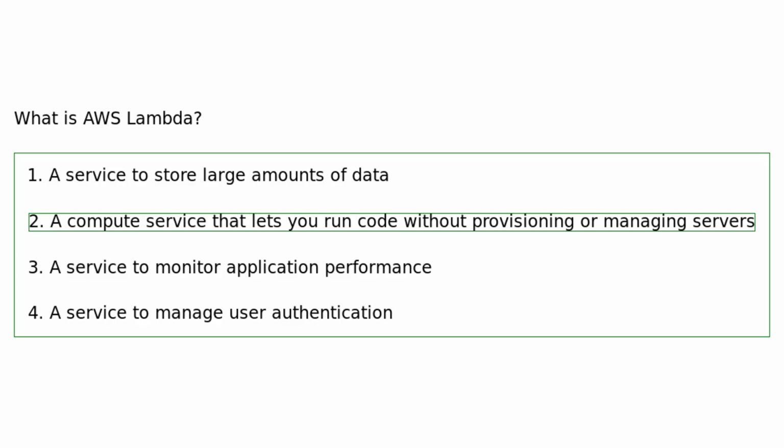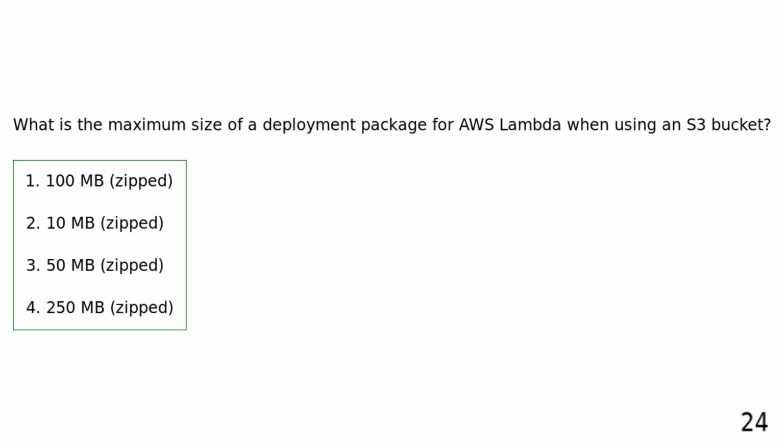What is the maximum size of a deployment package for AWS Lambda when using an S3 bucket? 100 megabytes. 10 megabytes. 50 megabytes. 250 megabytes. The maximum size of a deployment package that you can upload directly to AWS Lambda is 50 megabytes. For larger packages, you must use an S3 bucket.